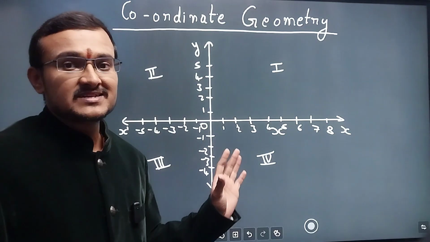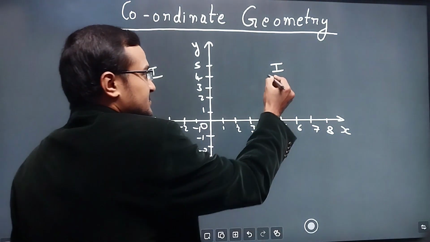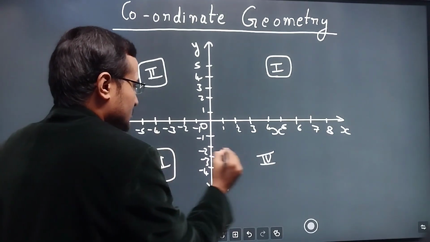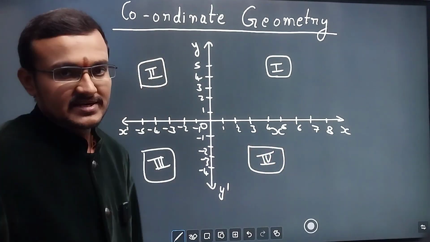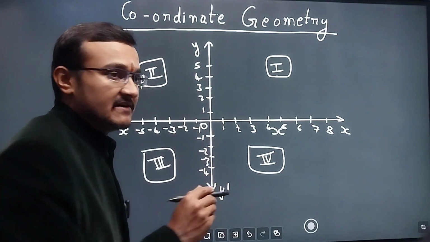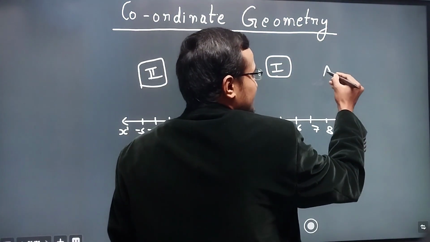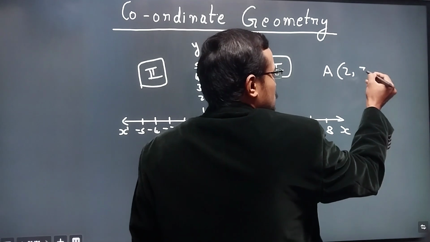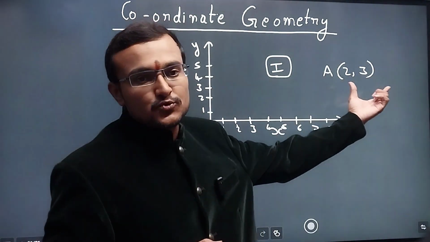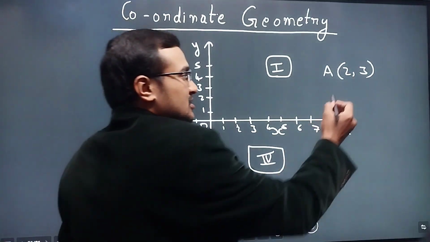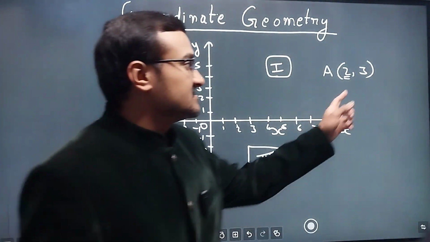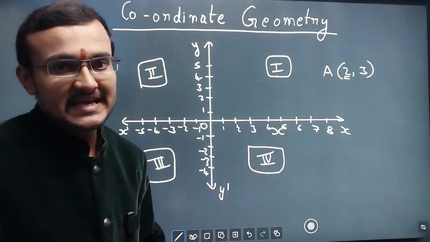And these 2D spaces are known as quadrants. So this is known as first quadrant, this is known as second quadrant, this is known as third quadrant, and this is known as fourth quadrant. Now in this graph, if we have a point A which has 2, 3, if we have a point which is denoted as A of 2, 3, that shows 2 is the number on x-axis, 3 is the number on y-axis.